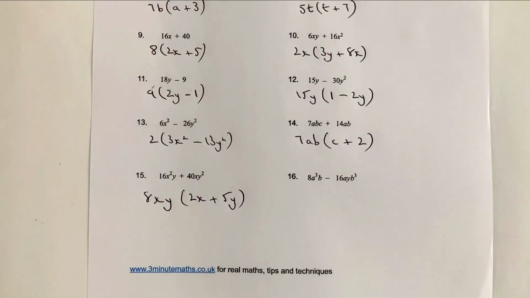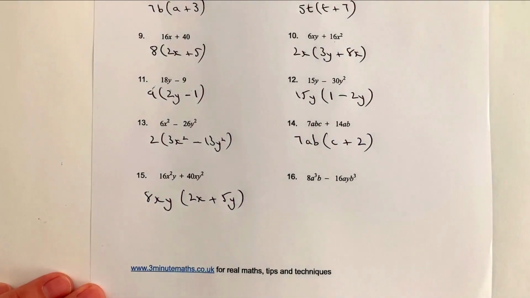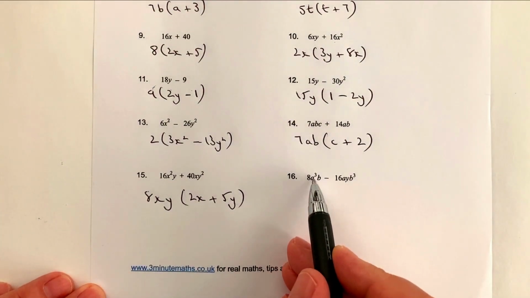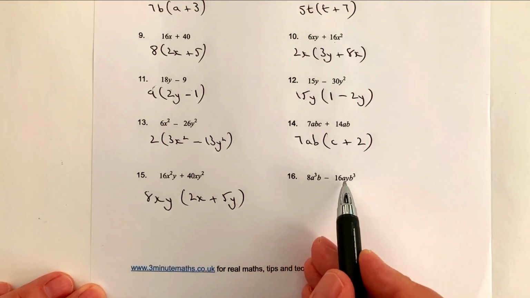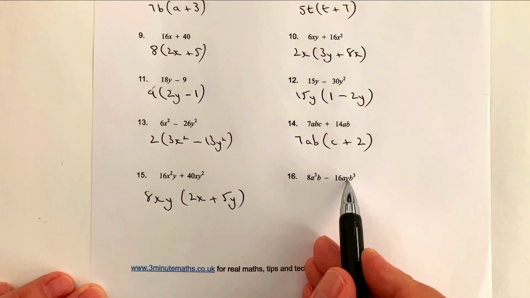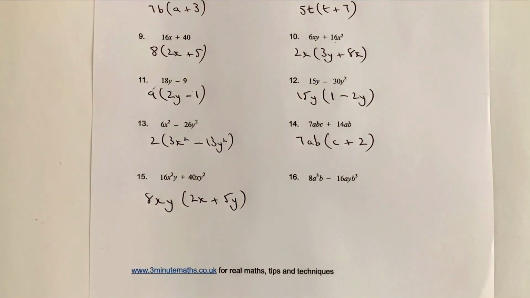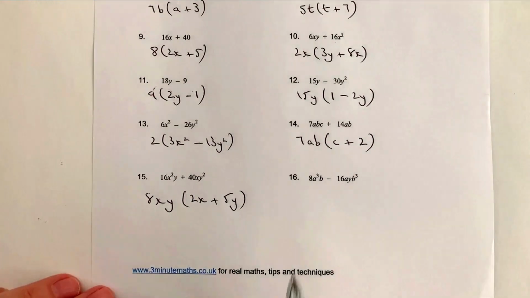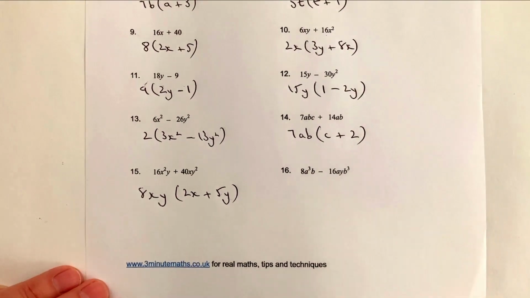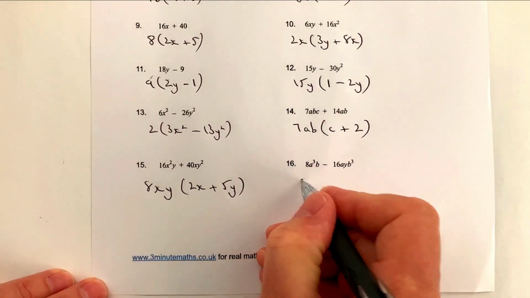Okay, so a little bit tricky, but we'll try it again with question number 16, which is the last question in this particular video. So 8 is going to be the biggest number. And then I've got A cubed, which means A times A times A. And I've got B here, and I've got A there, and I've got Y, and I've got B cubed. Okay, so you've got to look really carefully at this one. So the biggest number first is going to be 8. So I'm going to take 8 out.